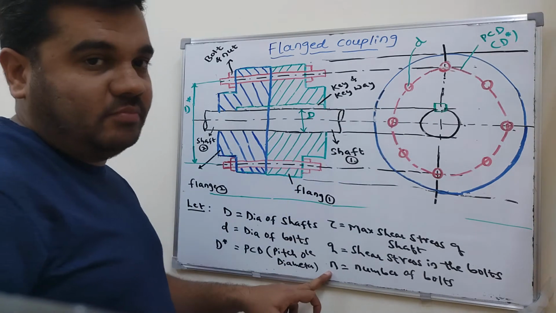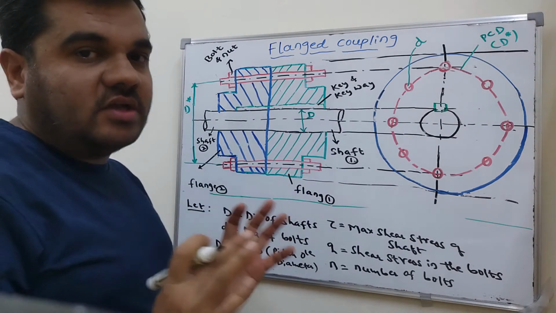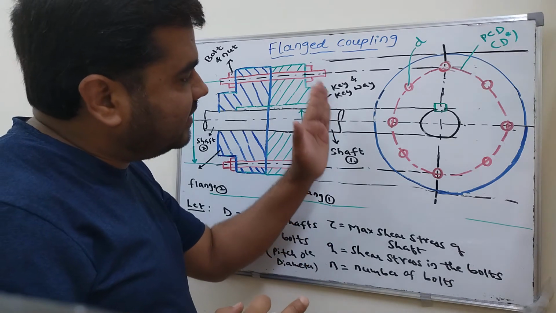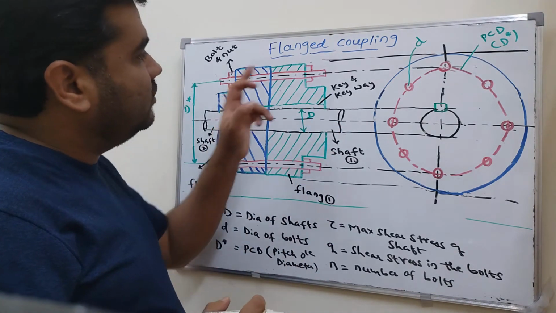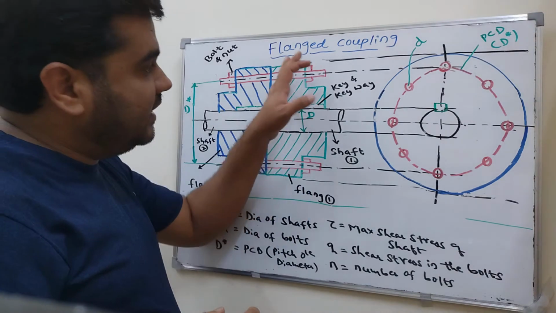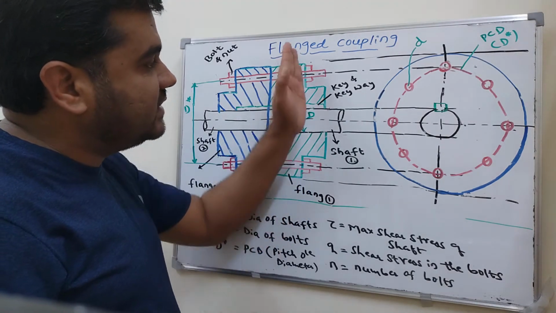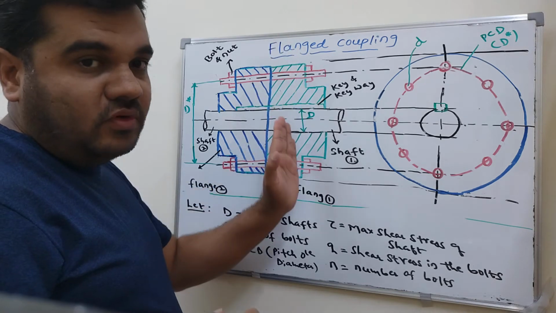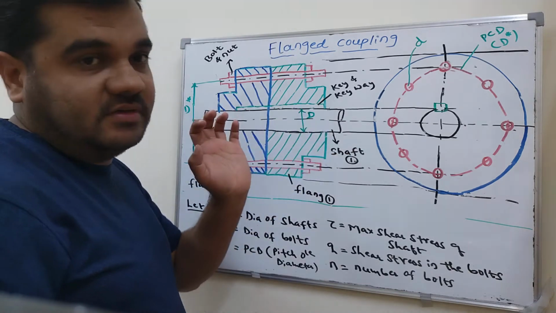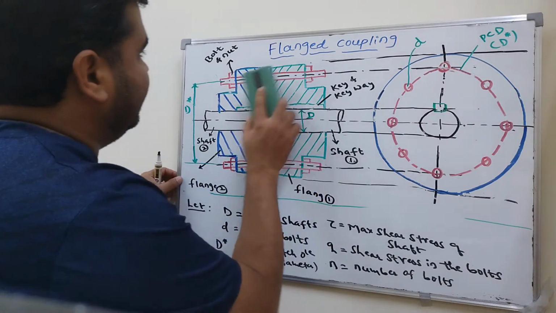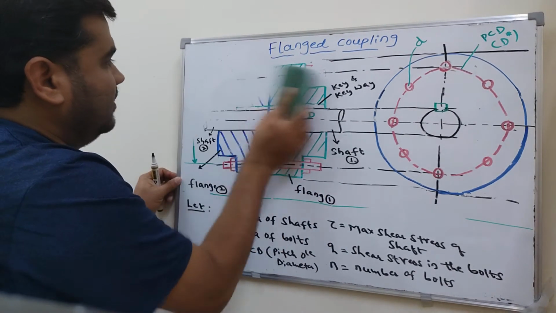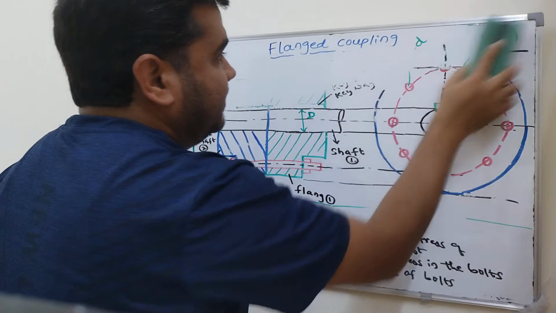How many bolts? Remember, the concept is that you need to transfer the torque or shear stress from one shaft to another shaft through bolts. So here bolts also come into the picture: bolts, shear stress, the number of bolts, and the shaft diameter also come into the picture. So I will erase this and we will derive the equation for the flange coupling here.